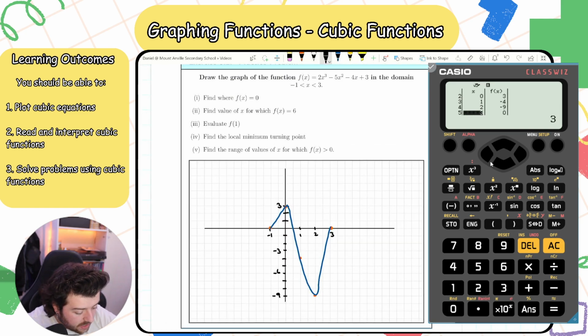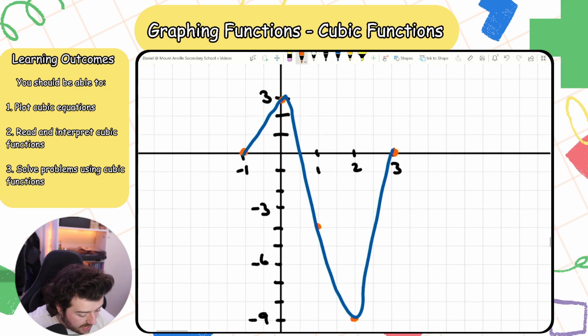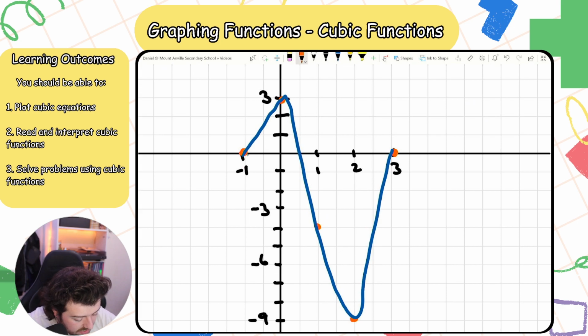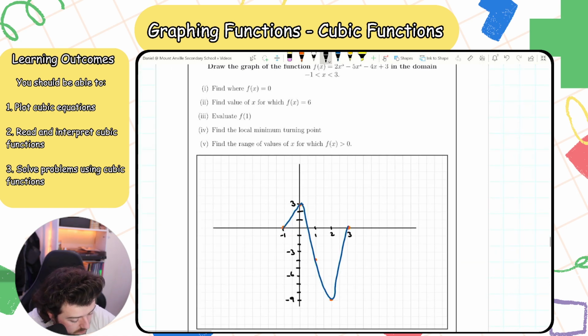So find where f of x equals 0. So let's answer these questions. I find where f of x equals 0, i.e. where it crosses the x-axis. Well, it crosses the x-axis at x equals minus 1, x equals 3, and x equals 0.5. So x equals 0.5, x equals minus 1, x equals 3.